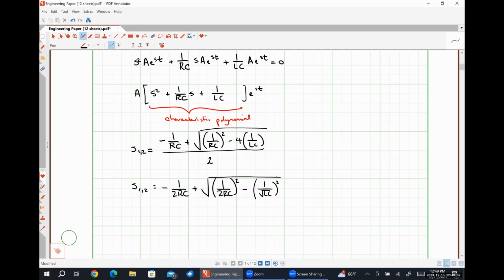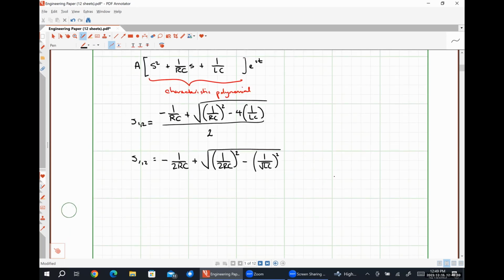So when I bring this 2 up here and then move it inside, it's going to look like 4 over 4. So that's why I don't have a coefficient out here. And then I'm explicitly splitting up this 1 over LC into 1 over the square root of LC squared for reasons that you'll see in just a moment. Okay? So each of these parts of this equation have special names.